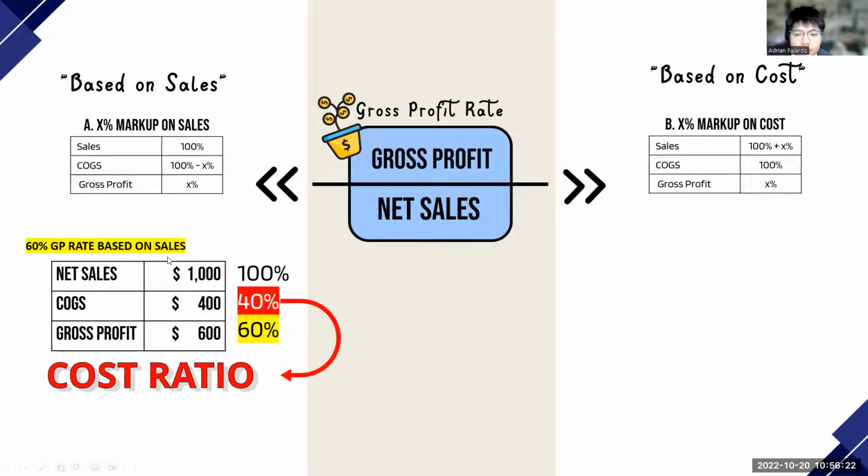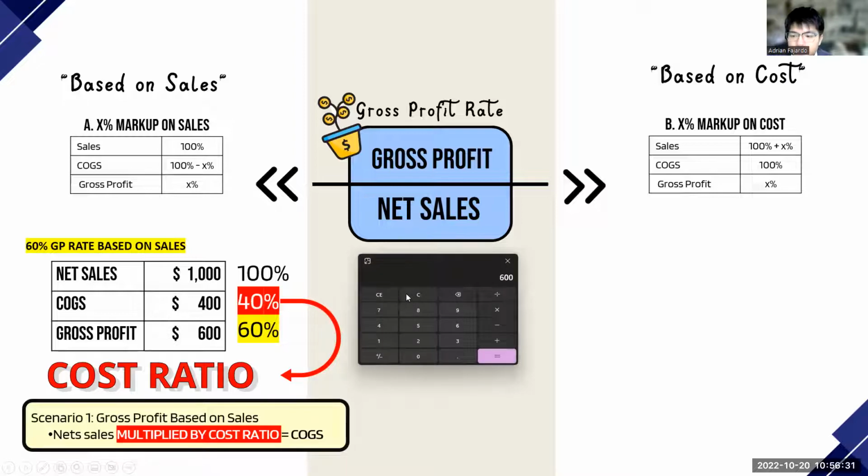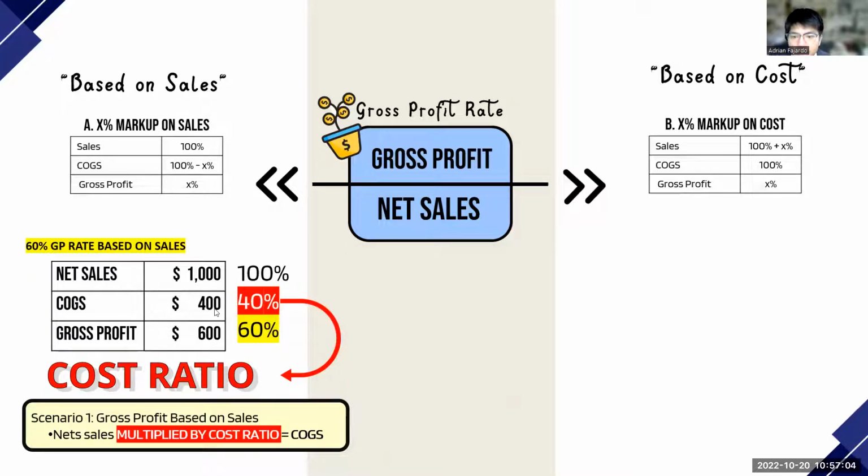So, to get our cost of goods sold, it's basically multiply your net sales by your cost ratio. So, what does that mean? Again, for this estimation methods, what we care about would be, ano ba yung cost of goods sold natin? So, to get your cost of goods sold based on sales, what you need to do is to first get your cost ratio. So, my cost ratio is 40%. So, I know my net sales is 1,000 multiplied by the cost ratio of 40%. That will help you get your COGS of 400, which is what we want to estimate, right?